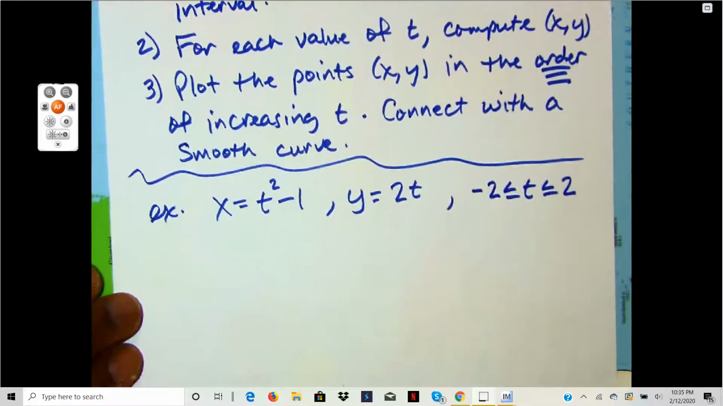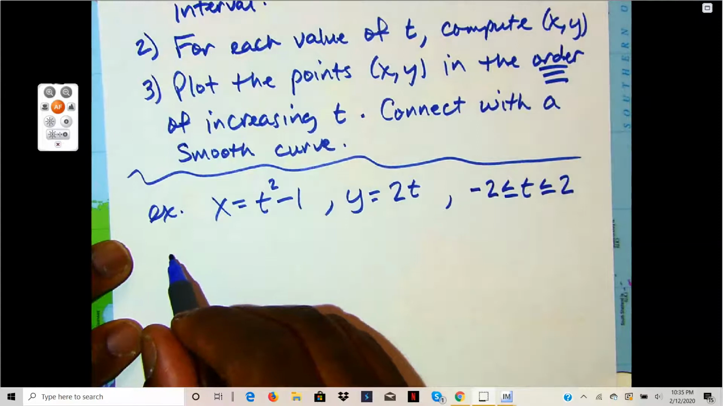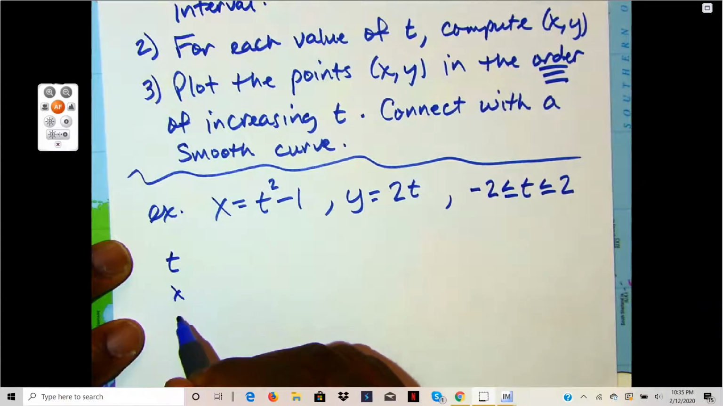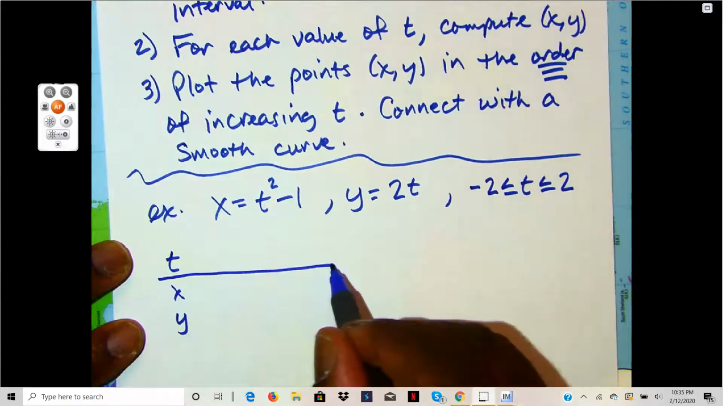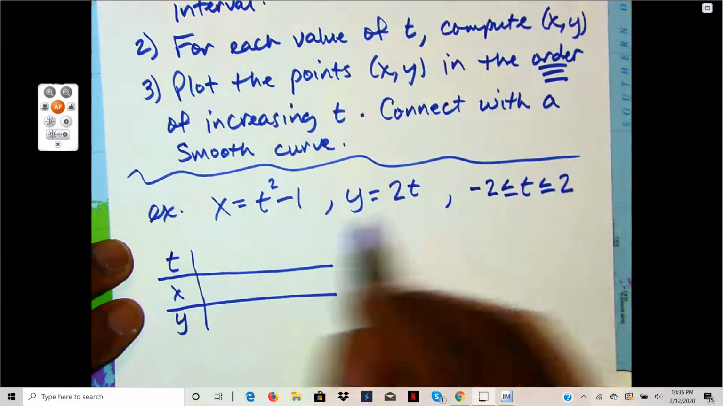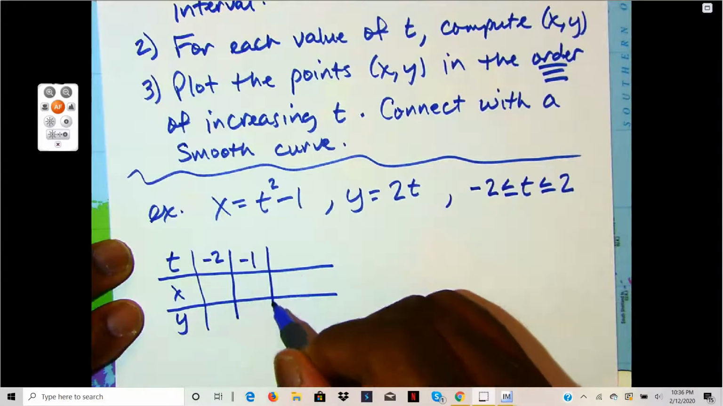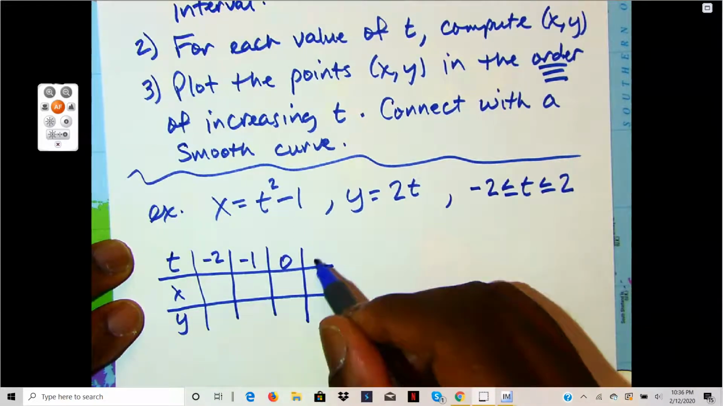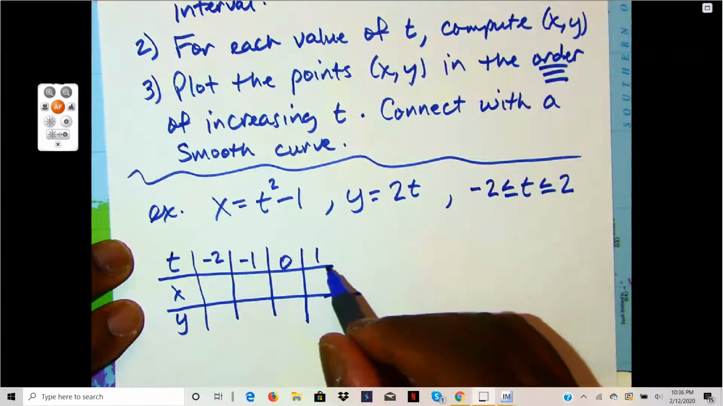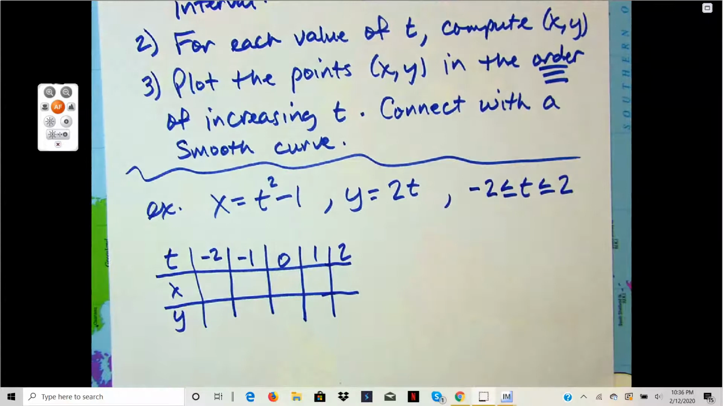So the first thing we're going to do is set up a table. Our table will have t, x, and y. Our first t value will be -2, then -1, then 0, then 1, and then finally 2. We're going to go ahead and evaluate these points in our head.